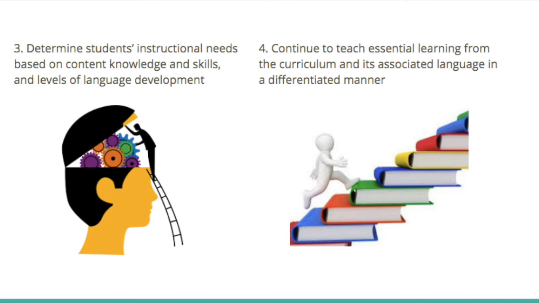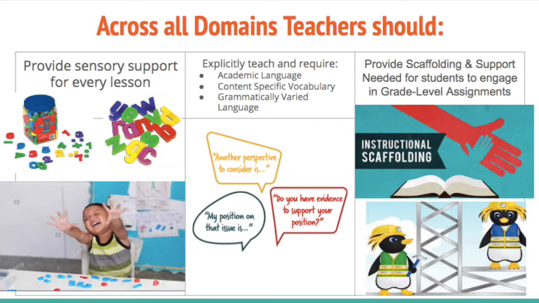Lastly, number 4, continue to teach essential learning from the curriculum and its associated language in a differentiated manner. Level 4 students are not exempt from grade level curriculum. This next slide mentions 3 things teachers should include across all domains. Provide sensory support for every lesson.